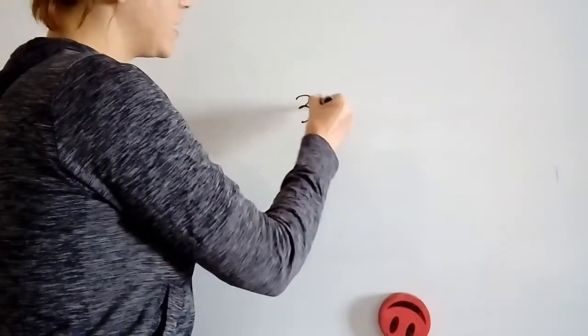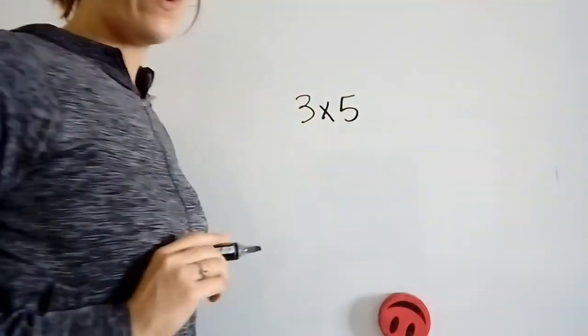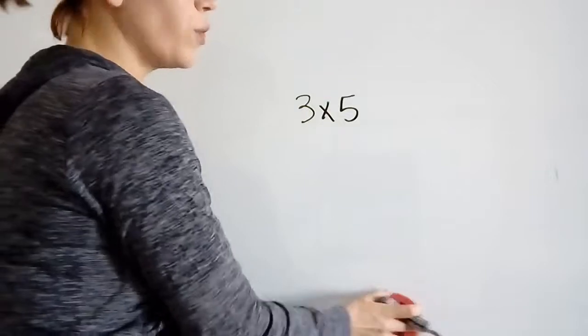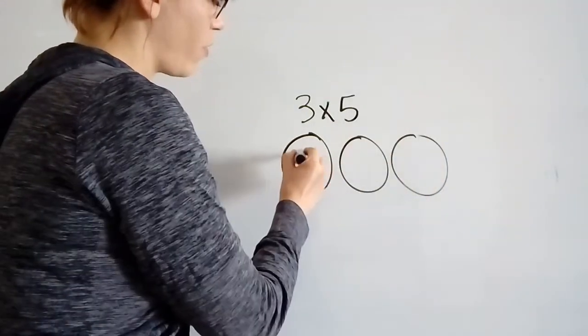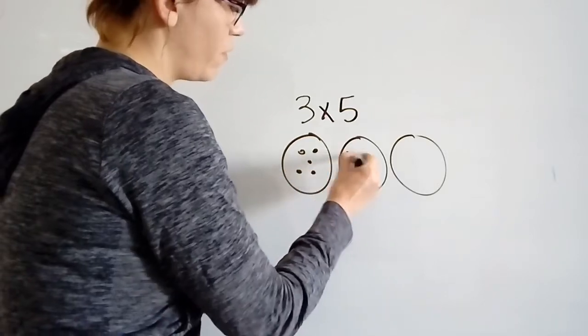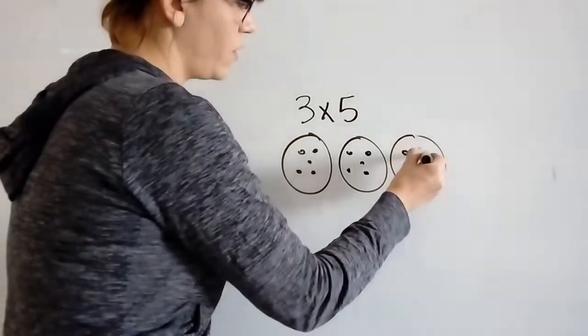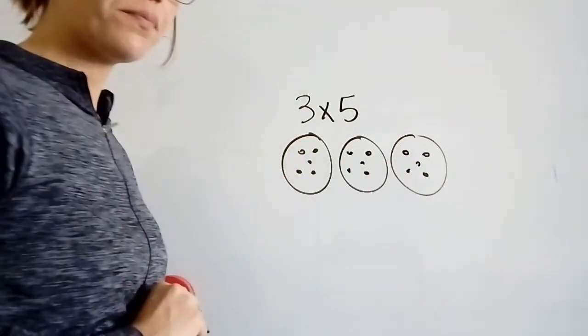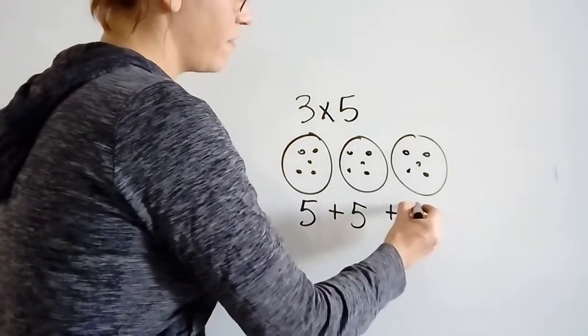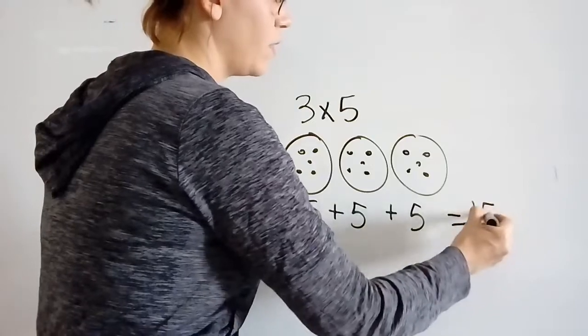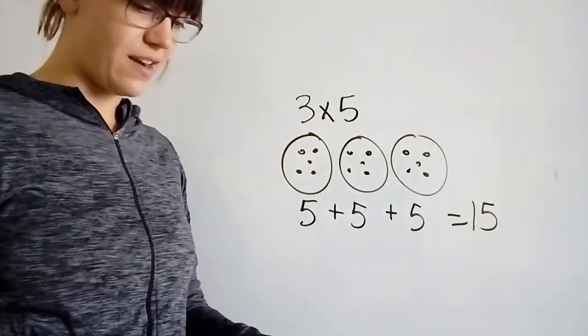Now, when I say 3 times 5, what I mean is 3 groups of 5. So 1, 2, 3 groups with 1, 2, 3, 4, 5, 1, 2, 3, 4, 5, 1, 2, 3, 4, 5. That's like saying 5 plus 5 plus 5 equals 15.